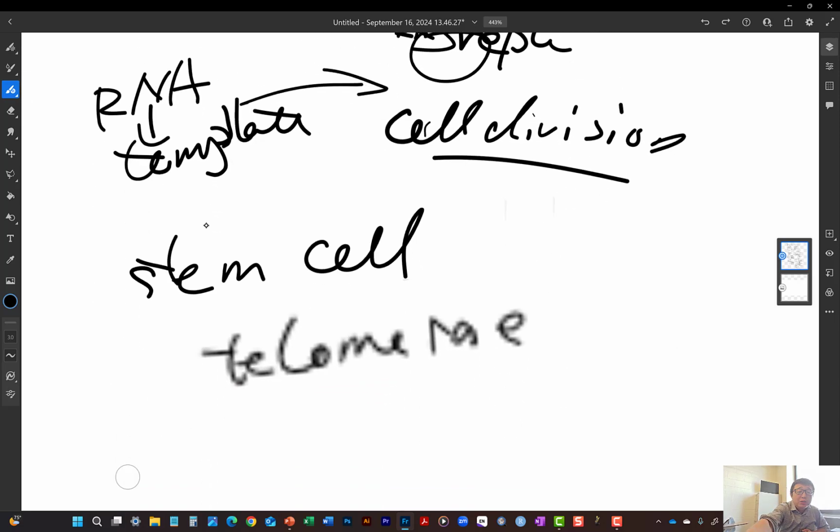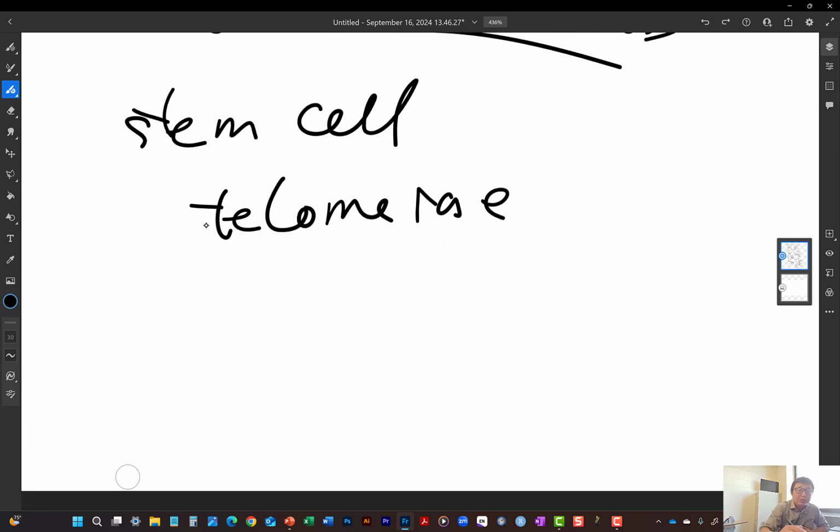And what can I say? In this case, in the stem cells, we have telomerase. Telomerase in the stem cells extends the telomere so stem cells can further divide non-stop. This is a good thing. What's a bad thing? Cancer.